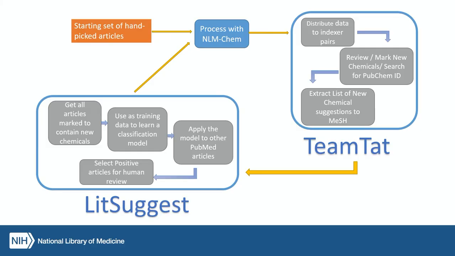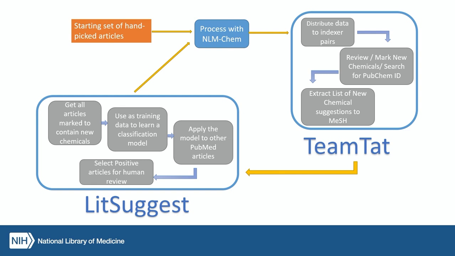So here's how we combine everything in a loop, because we repeated this process about five times last year. As we get new articles from TeamTat, now we know these are new articles that have new terminology, we will update the training data on LitSuggest and we will retrain.